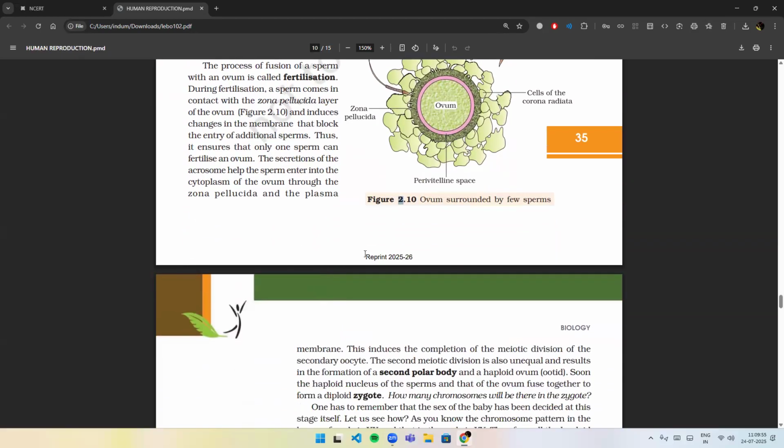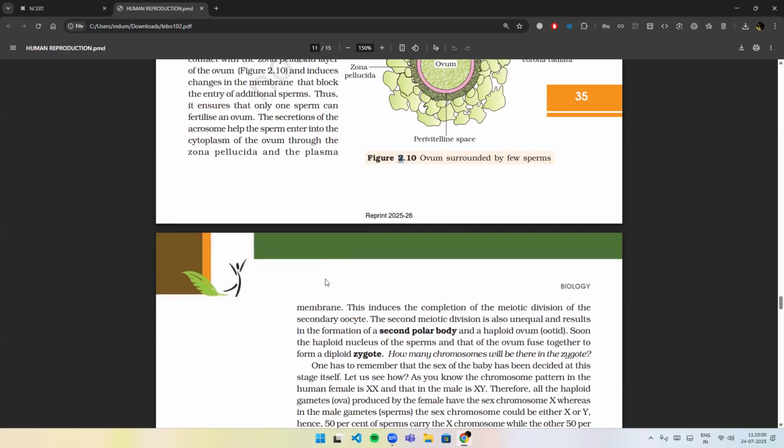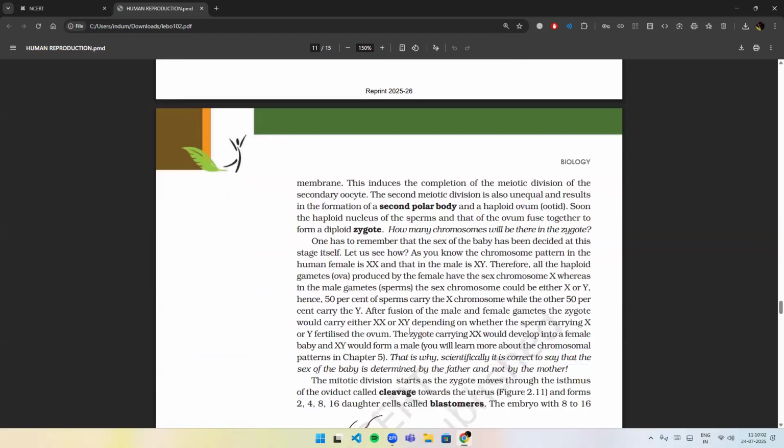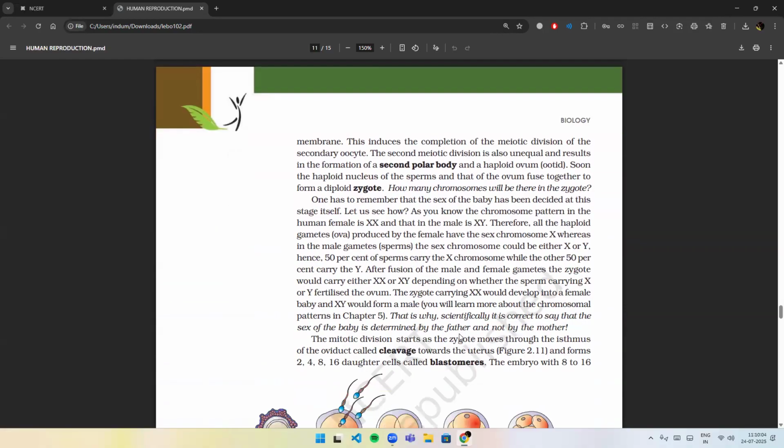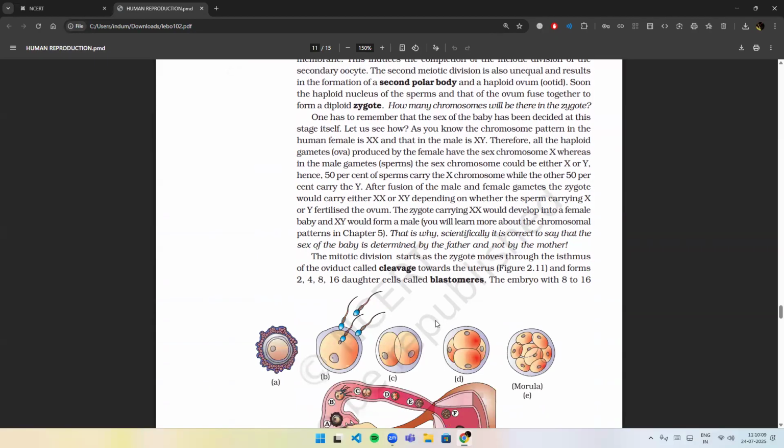The secretions of the acrosome help the sperm enter into the cytoplasm of the ovum through the zona pellucida and the plasma membrane. This induces the completion of the meiotic division of the secondary oocyte. The second meiotic division is also unequal and results in the formation of a second polar body and a haploid ovum. Soon the haploid nucleus of the sperm and that of the ovum fuse together to form a diploid zygote. How many chromosomes will be there in the zygote?